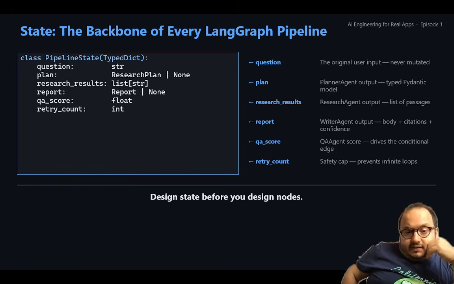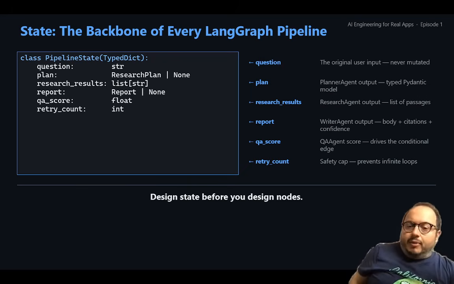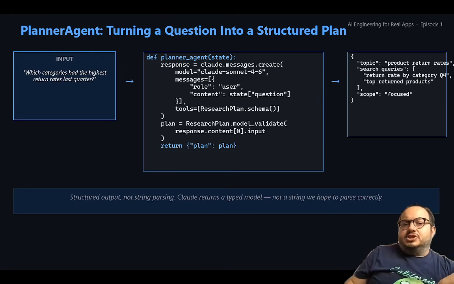That is 7 fields. That is enough to track the full life cycle of a request from question to final answer. The discipline here is intentional. I do not add fields speculatively. I add them when a node needs them. If you let state grow without reason for every field, you end up with a blob object that nobody trusts and nobody can debug. Now let us build each node in order.